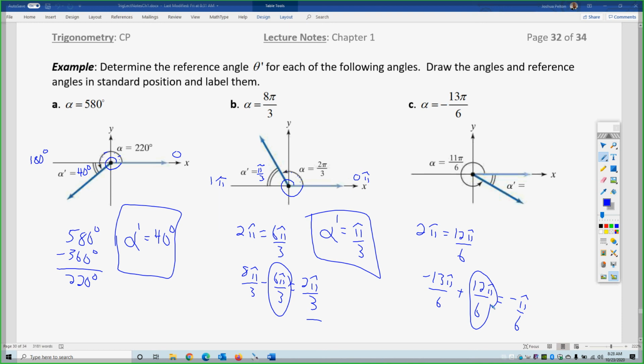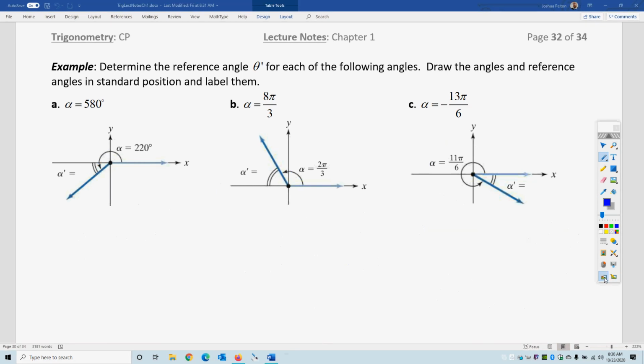So if I go negative, I'm going around the circle once, all the way around, plus another sixth after that. So I went around all the way once, and then another sixth. So that sixth is also our reference angle, okay? So our reference angle is pi over 6, okay? All right, pause the video, try the student problems for yourself.